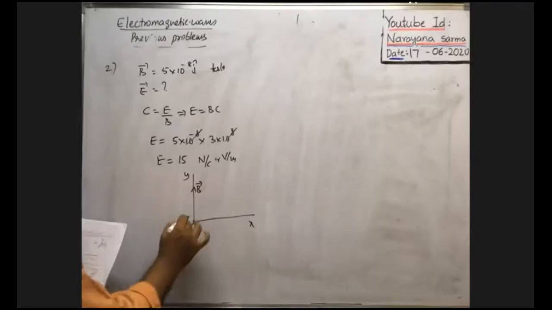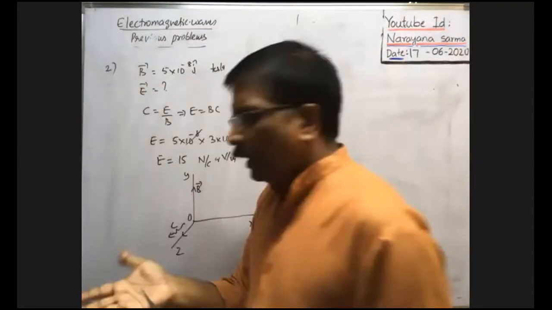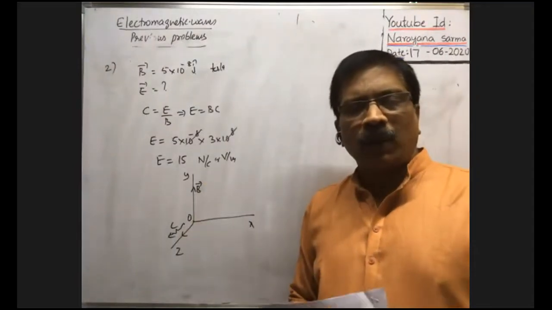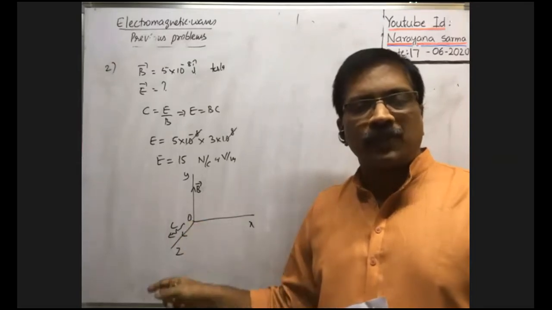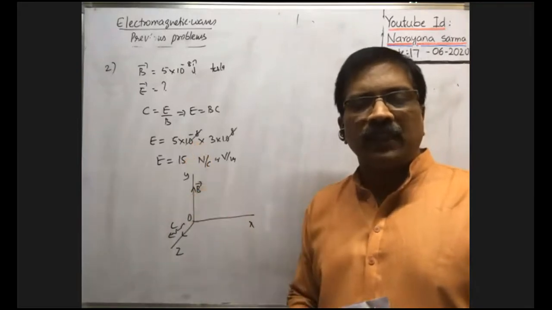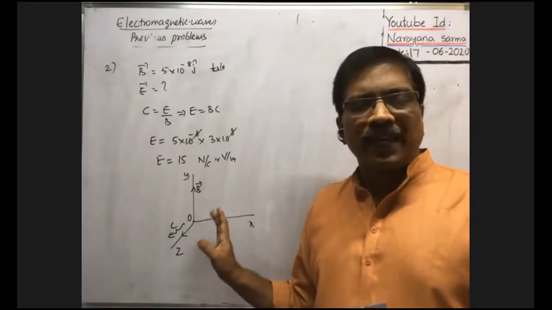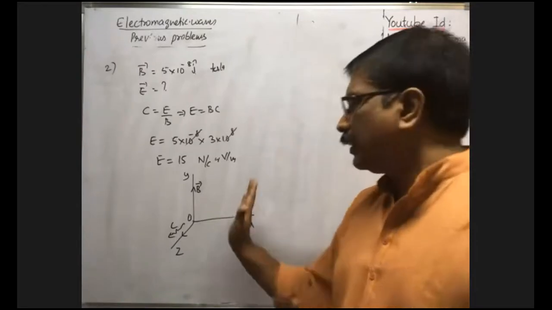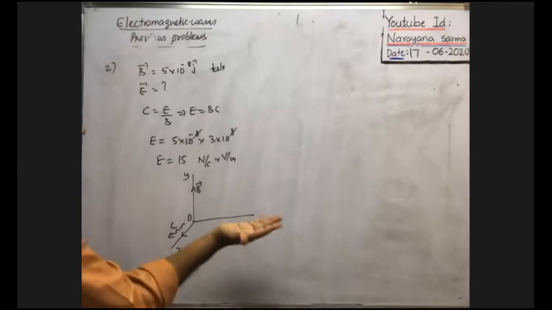Then what is the direction of the intensity of electric field? You see, according to the right hand thumb rule, tell me what is the direction of the intensity of electric field now? From this, the wave travels towards the positive z-axis. Magnetic field is along the positive y-axis. And what is the direction of the intensity of electric field? From this diagram, what is the direction? Along the x-axis. Very good.